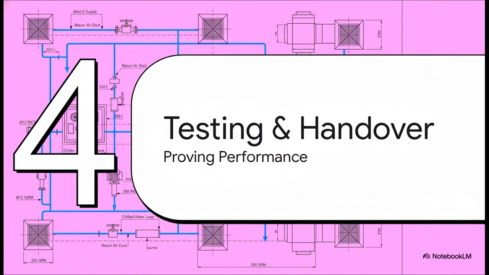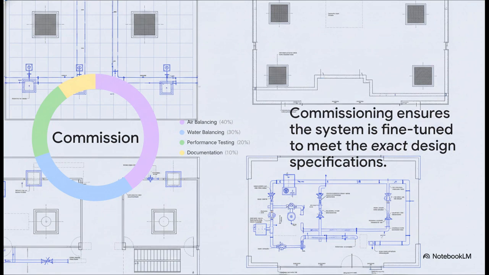And that leads us right into our final phase, Section 4, testing and final handover. This is the moment of truth. This is where we prove that the system we spent all this time designing and building actually performs the way we said it would. Commissioning is really all about fine-tuning the system. And as you can see, the biggest chunk of our time is spent on air balancing. That means going to every single diffuser and making sure it's delivering the exact CFM we designed for. We do the same thing with the chilled water system. After that, we run performance tests to check the overall capacity.